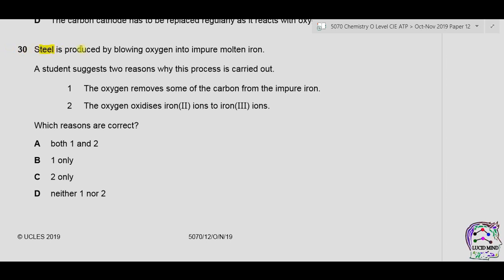Question 30. Steel is produced by blowing oxygen into impure molten iron. A student suggests two reasons why this process is carried out. Number 1. The oxygen removes some of the carbon from the impure iron. Number 2. The oxygen oxidizes iron 2+ ions to iron 3+ ions. Which reasons are correct? The first statement is true because oxygen can react with carbon at high temperature to form carbon dioxide, and it reduces the amount of carbon present in impure iron.